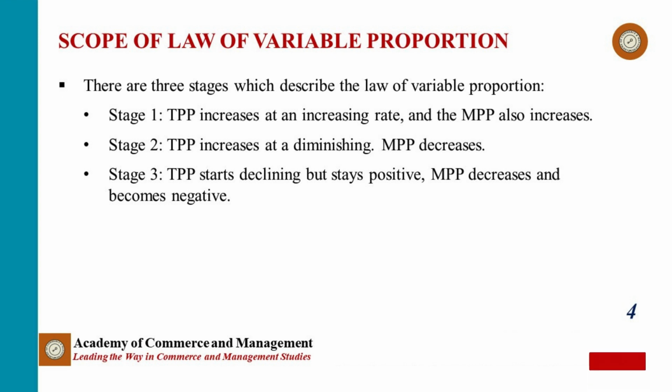In the third stage, the TPP starts to decrease but remains positive, while MPP decreases and becomes negative. This stage is also called the stage of negative returns. Producers avoid operating in both stage 1 and stage 3. At this stage, total output decreases. The marginal product will also be negative. In stage 3, the cost is higher, and the revenue decreases. This leads to decreased profits.